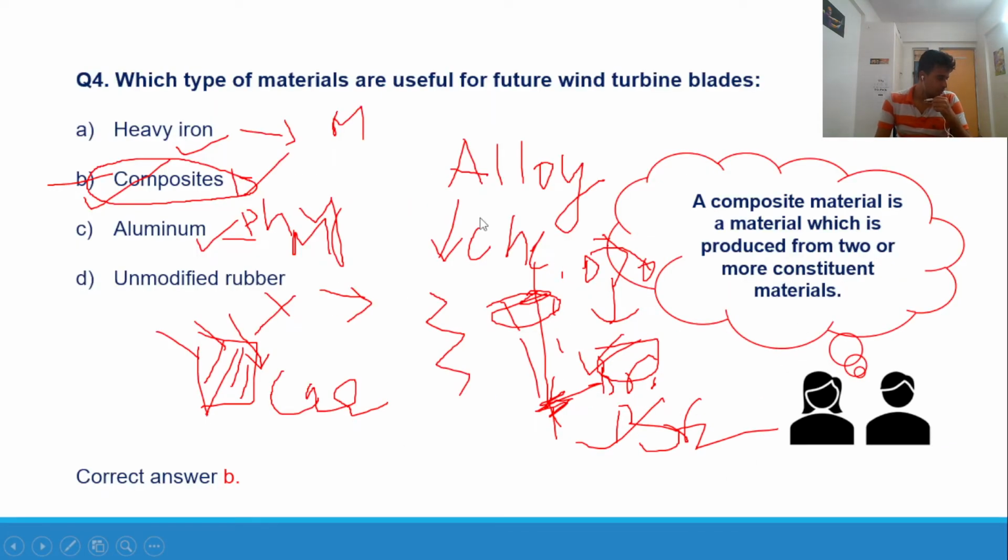So you got the difference, what composites are. The concept we learned here is what composites are. The second concept we learned is what alloys are and what the difference is between alloys and composites. That is clear to you.